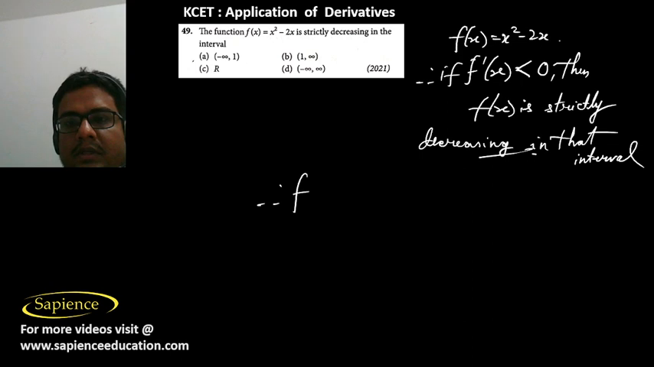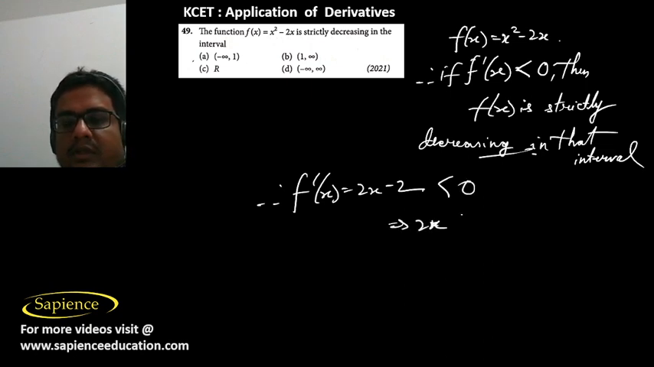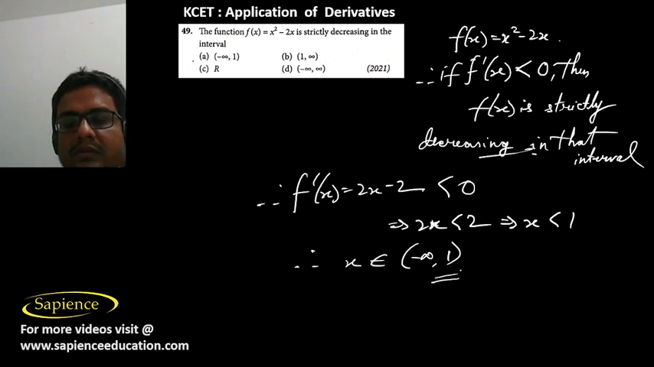Therefore, f dash x should be less than 0, should be less than 1. Therefore, x should belong to the interval. So in this interval, the function f of x is strictly decreasing. So option A is the correct answer.